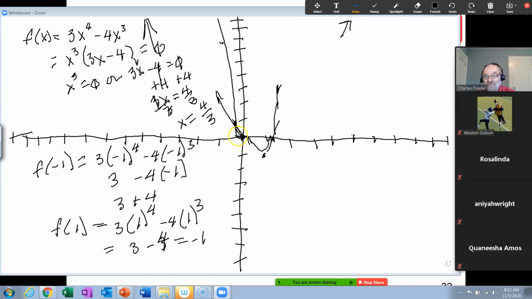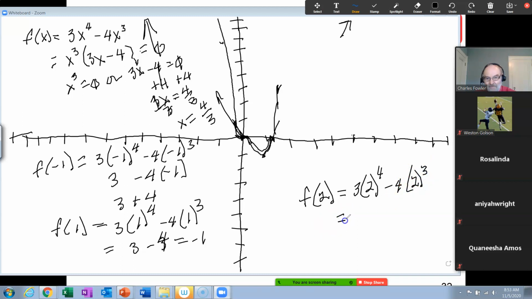So my graph is not too far off, and then it goes here. Now, if you really want to try, pick a point to the right of 4/3. The closest and easiest one would be 2. So let's do f of 2. Just like we did before, plug it in: 3 times 2 to the 4th power minus 4 times 2 to the 3rd power.